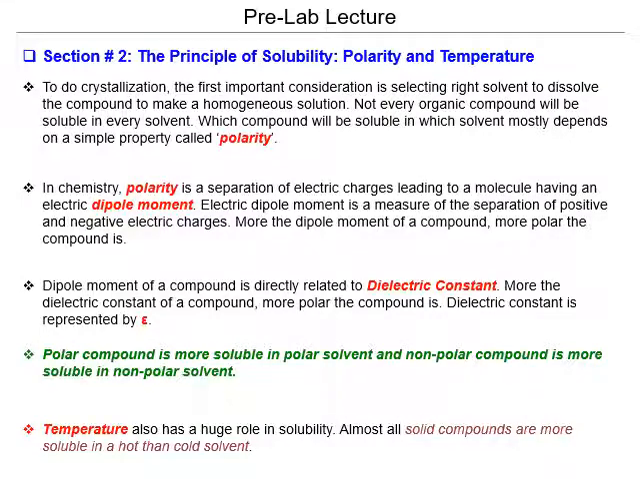To do crystallization, the first important consideration is selecting the right solvent to dissolve the compound to make a homogeneous solution. Not every organic compound will be soluble in every solvent. Which compound will be soluble in which solvent mostly depends on a simple property called polarity.